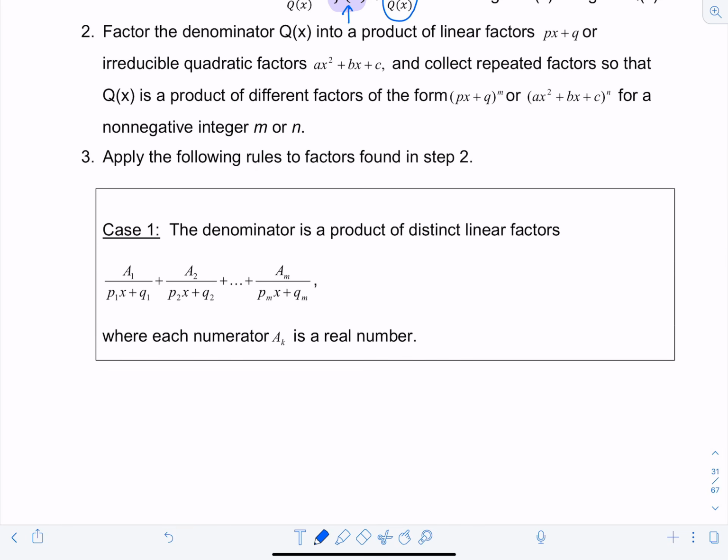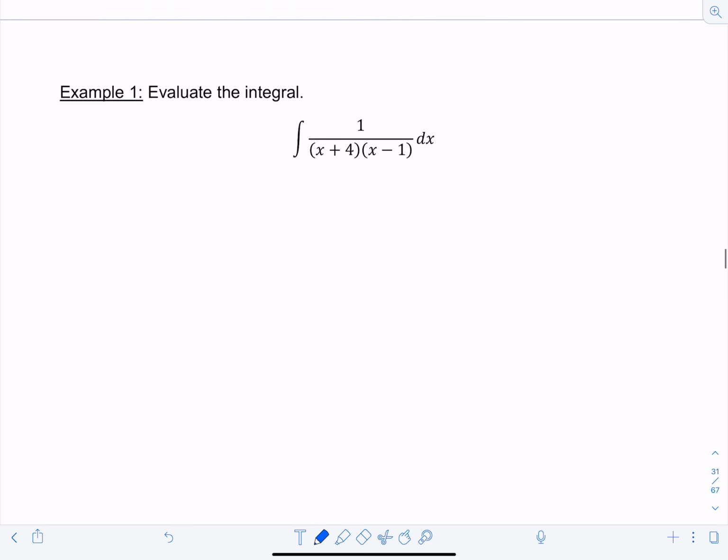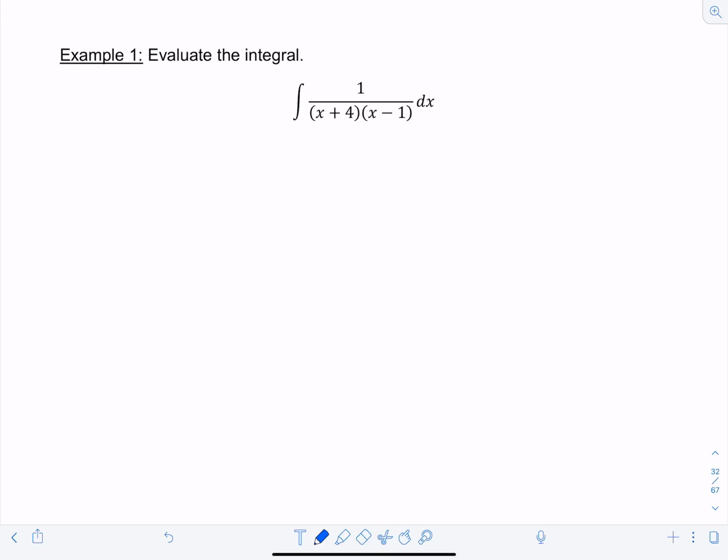Okay, first case, here we go. The denominator is a product of distinct linear factors, in which case you solve for each of the constants, a1 through am, if there's m factors, where each numerator, a sub k, is a real number. This will make more sense when you see an example, so let's just do one. Here we go. So evaluate the following integral. I have 1 over x plus 4 times x minus 1 dx.